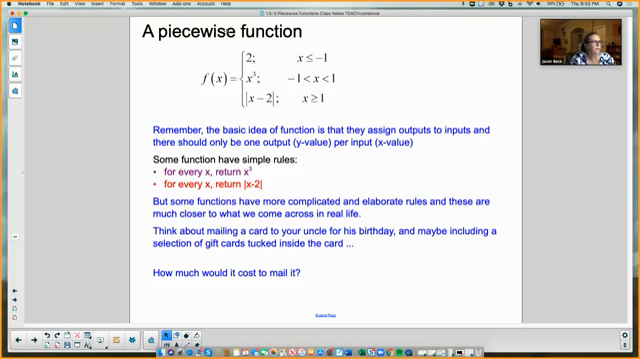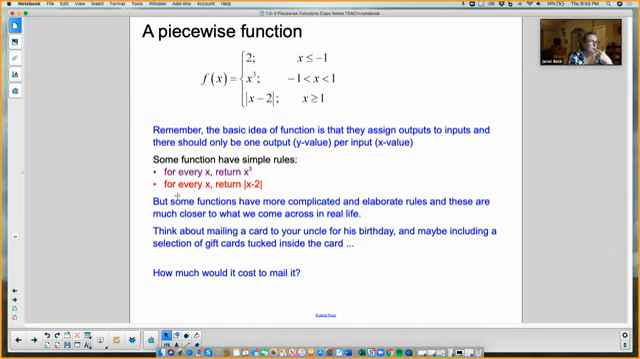So let's have a look at what a piecewise function is. This is a piecewise defined function. Now remember the basic idea of a function. Functions assign one output to each input, okay? So you get one y value for every x value that goes in.